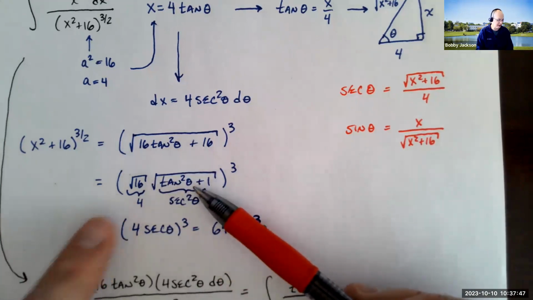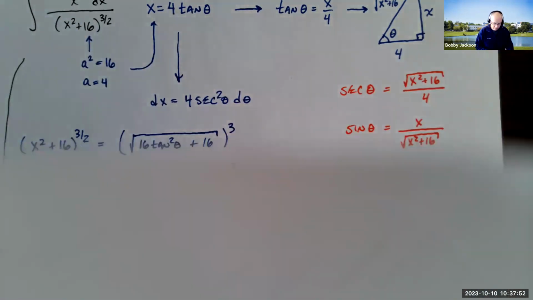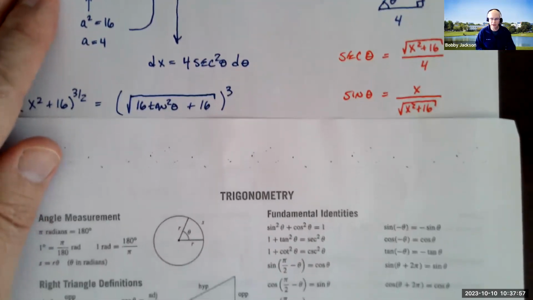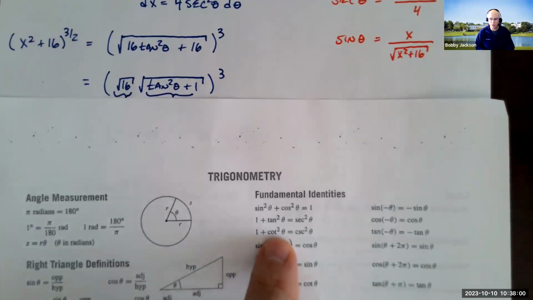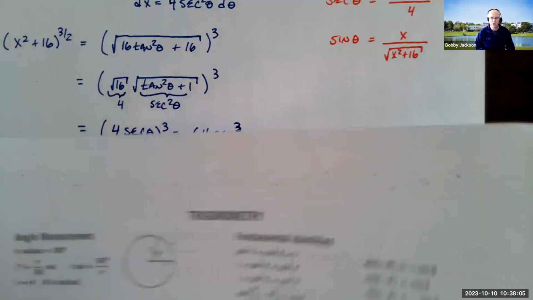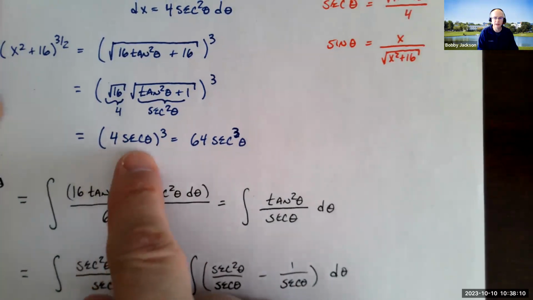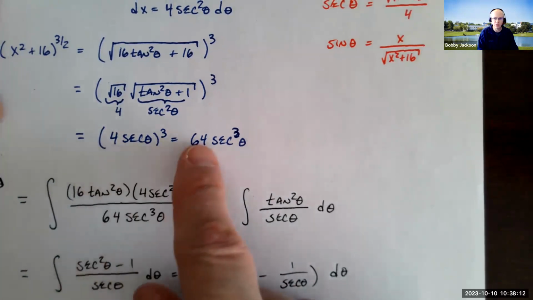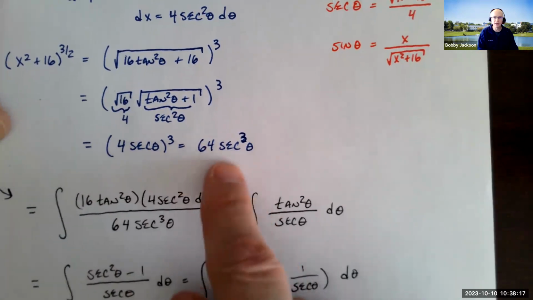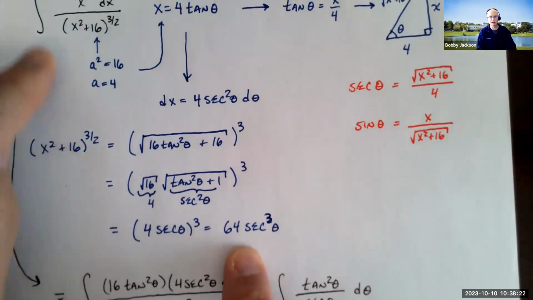But by the Pythagorean identity, right? And of course, you have the help sheet with all the identities right here. We see that tangent squared theta plus 1, or 1 plus tangent squared theta, is secant squared theta. Okay. So then we take the square root of secant squared theta, and we get 4 times secant theta. Now all that's being cubed. 4 cubed is 64, and then secant cubed theta. So this is what we're going to replace the x squared plus 16 to the 3/2 power with, which is in the denominator.